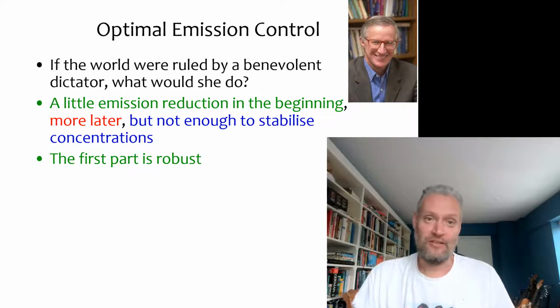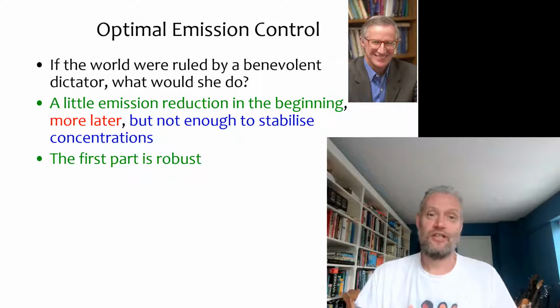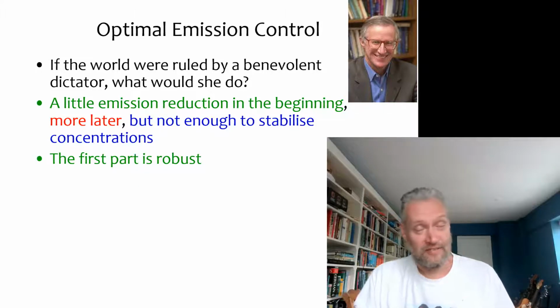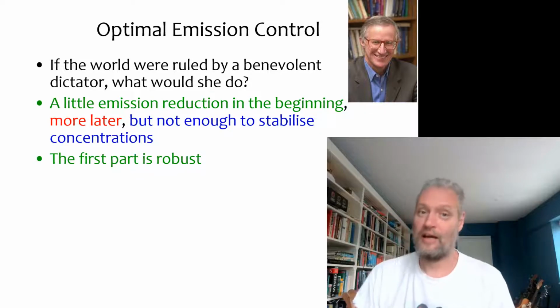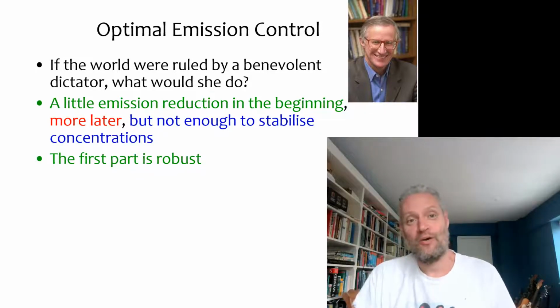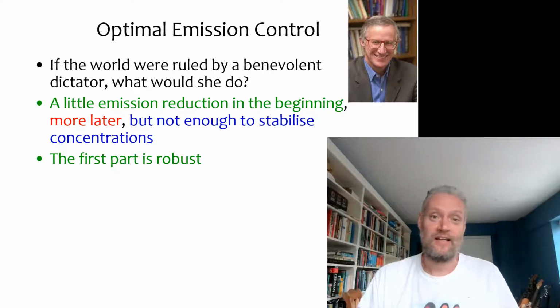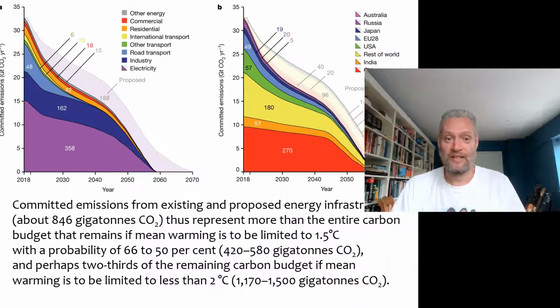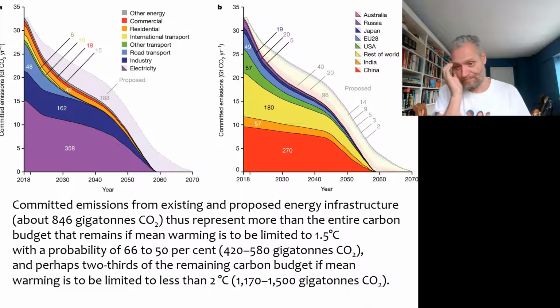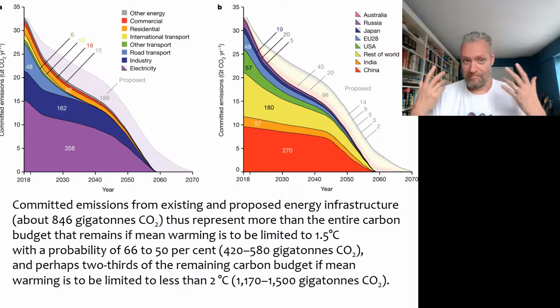The first part of Nordhaus's conclusion, that you want to start slow and accelerate later, is robust. It doesn't matter what you throw at the problem, you always find that it's best to start gradually. And the reason for that is that a lot of emissions are set in stone, and that is illustrated in this graph here. A lot of things that determine our emissions are essentially long-lived capital.